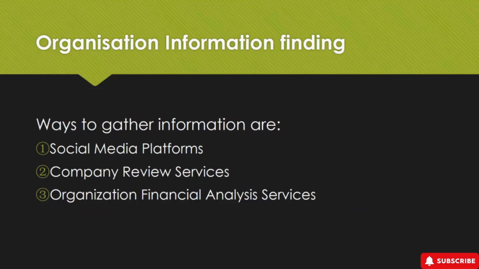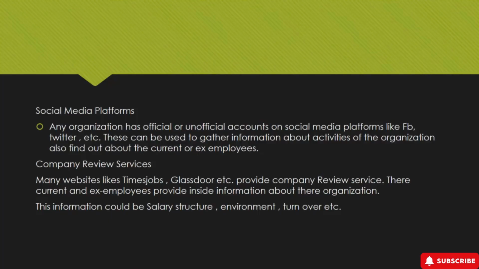Now, organization information finding. For this also we have three methods. First is social media platforms, second is company review services, and third is organizational financial analysis services. First, let's talk about social media platforms. Many organizations have official and unofficial accounts on social media platforms like Facebook, Twitter, Instagram, etc. And these can be used to gather information about the activities of the organization.